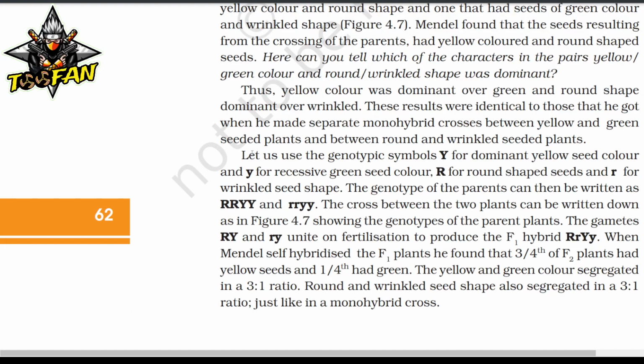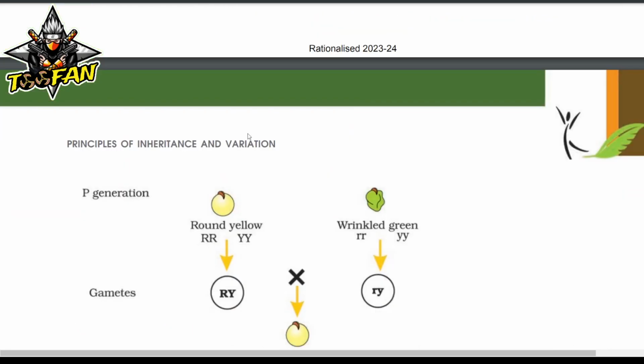The parent plants produce gametes, which unite at fertilization to produce the F1 hybrid. When Mendel self-hybridized the F1 plants, he found that three-fourths of the F2 plants had yellow seeds and one-fourth had green. The yellow and green segregated in a 3:1 ratio. Round and wrinkled seed shape also segregate in a 3:1 ratio, just like in a monohybrid cross.